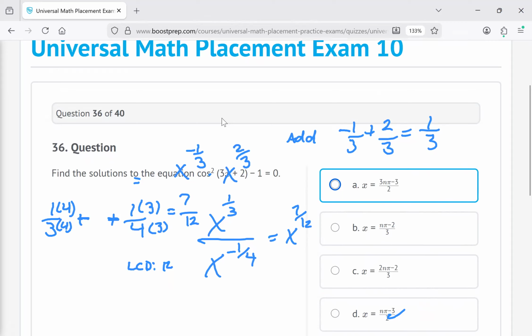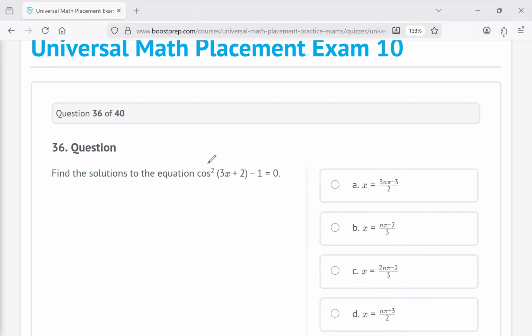Okay, this one: find the solution to the equation. We have cosine squared of x, 3x minus 1 equals 0. You're going to have to use some kind of Pythagorean identity. Well, use this Pythagorean identity: sine squared of x plus cosine squared of x equals 1. And then I know that if I solve for cosine squared x, I will subtract sine squared of x.